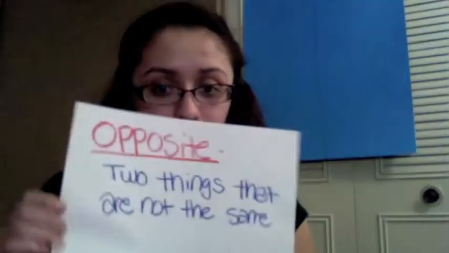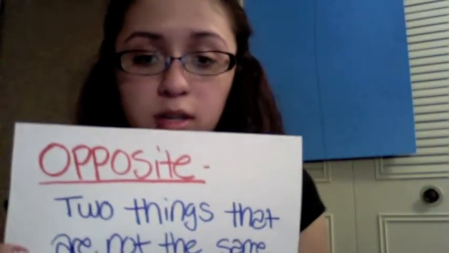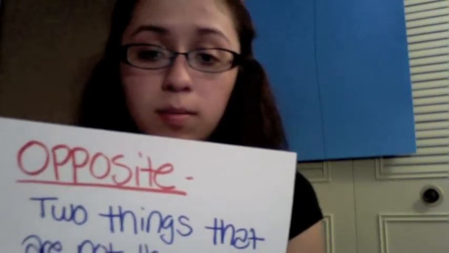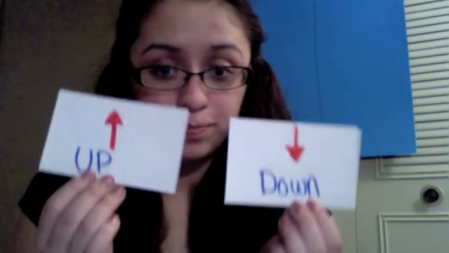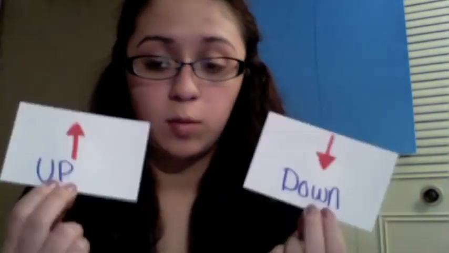So I decided to change the word antonym and use the word opposite. I'm going to tell the child that opposite means two things that are not the same. For example, I'm going to use two of my flashcards and two very simple words, up and down. They are opposite. We know they're opposite because up is this way and down is this way.